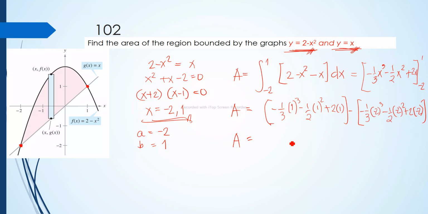We'll have an area equal to 7/6 minus -10 over 3. So the area bounded by these two graphs is just equal to 9/2 or 4.5 square units.